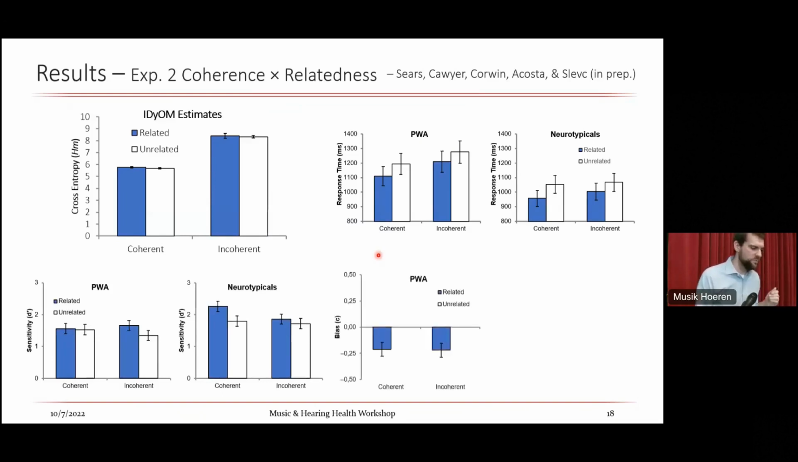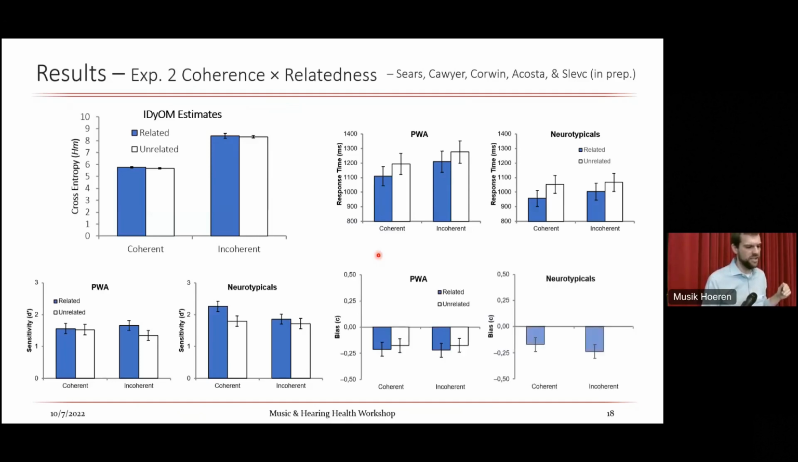And then finally, we looked at the bias data because in that preceding study I mentioned, we got really weird and beautiful bias effects. So we were interested to see that here. But we don't actually get any effects of bias here, really. What you're seeing is just a general session-wide bias to assume the final chord will be in tune. So all participants were biased to think it would be an in-tune chord, regardless of the manipulations.